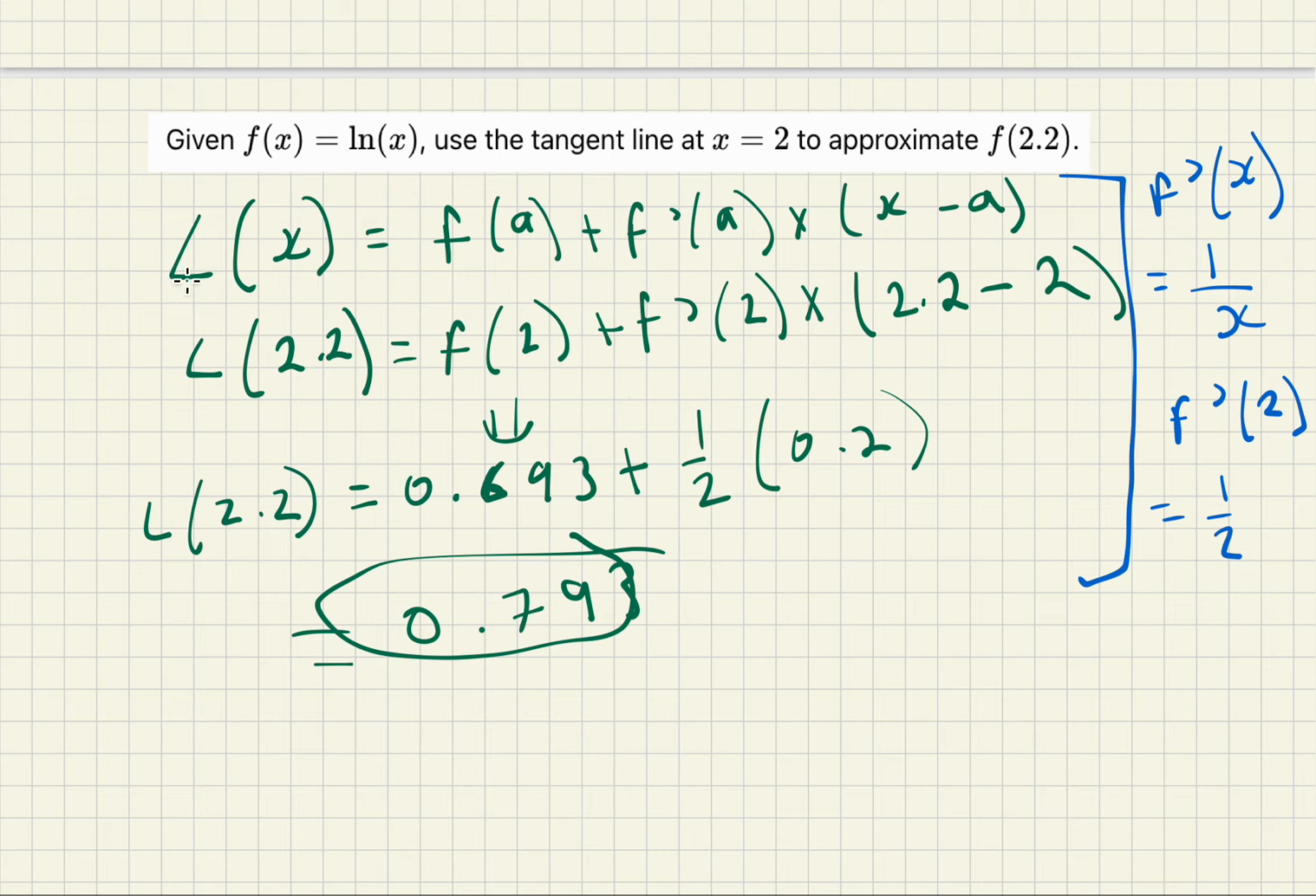All we did was make the formula. Remember the formula. This is the key step, remembering the formula. And so after we got the formula, half of our work is done. Now all we need to do is plug in the value of a and x and take the derivative to find f prime. And then all we need to do is solve.